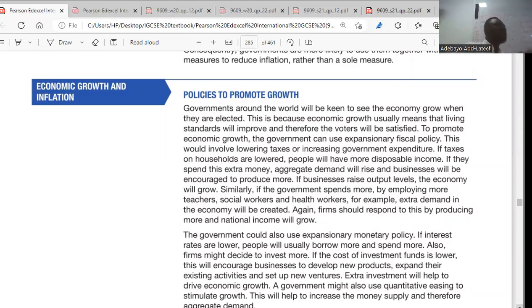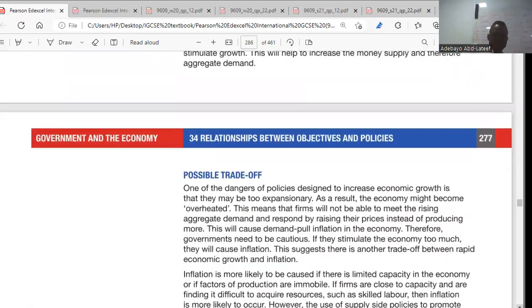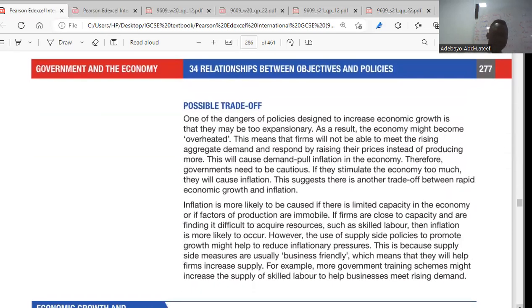Firms would also respond to that by increasing their output. The economy will grow. That is the point about economic growth and promoting growth here through policy. Policy means instruments that government would use to achieve their objectives. That is what policy is about. So government will use expansionary fiscal policy by lowering taxation or increasing spending to increase aggregate supply, which is output in the economy. You get the point, please? Great. We'll go down to page 277. So what is the possible trade-off when government wants to increase economic growth?